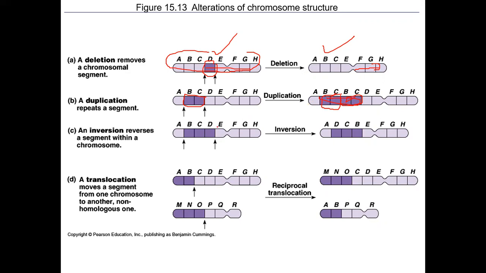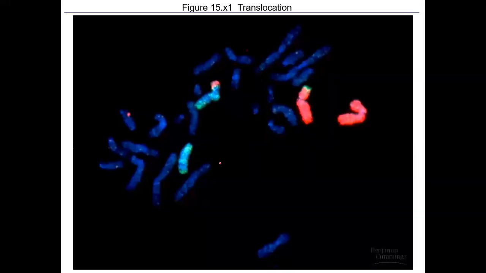This one here is an inversion, and you can see that the gene BCD was supposed to cross over to the other side on the homologous chromosome when they synapse during prophase 1, but it flipped over, and now it's DCB, and that causes a problem too. A lot of cancers are caused by that. And the translocation means that the piece of DNA is supposed to go onto its homologous chromosome, but it goes onto a different chromosome. And again, that can also cause problems.